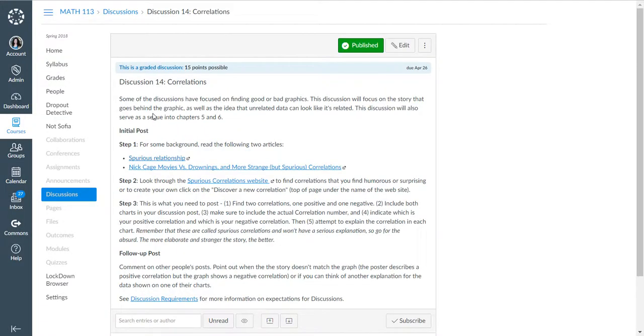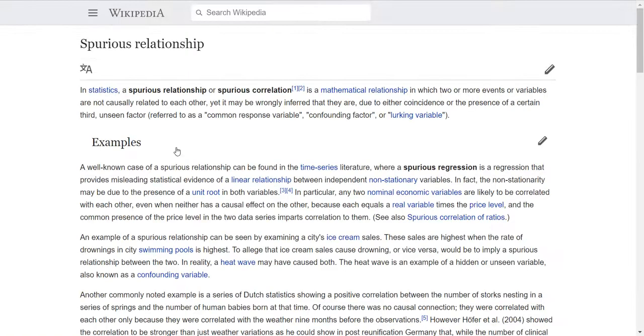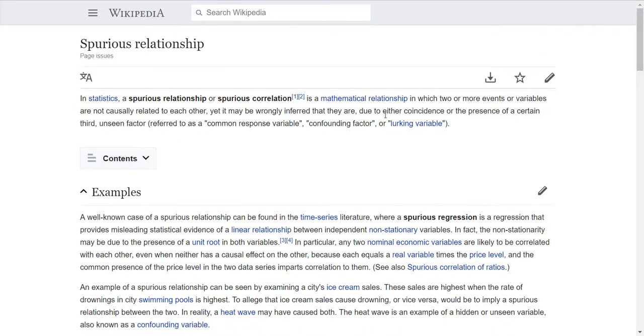We've got a correlations discussion. Well, hopefully this one is a fun one, because what you're going to be doing is talking about spurious correlations. So spurious correlations are basically, and you can go to the website here, a mathematical relationship in which two or more events or variables are not causally related to each other, yet may be wrongly inferred that they are due to either coincidence or the presence of a certain third unseen factor or confounding variable.